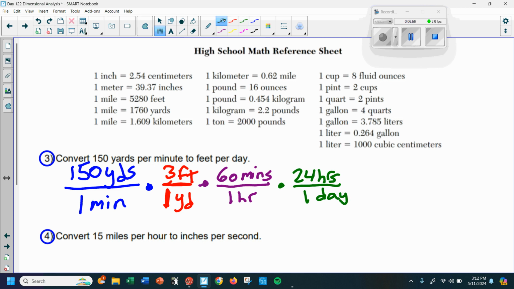And again, if you're ever unsure if you did enough fractions, cross off the units if you see it on top and the bottom, and the only ones that should be left is feet on top and days on the bottom. So here we go. Yards cancels out, that's good. Minutes cancel out, that's good. And hours cancel out, and that's great. And the only units I see left is feet on top, days on the bottom. So to save time, I'm going to pause the video and you'll see it all typed out in a second. So watch the magic unfold.